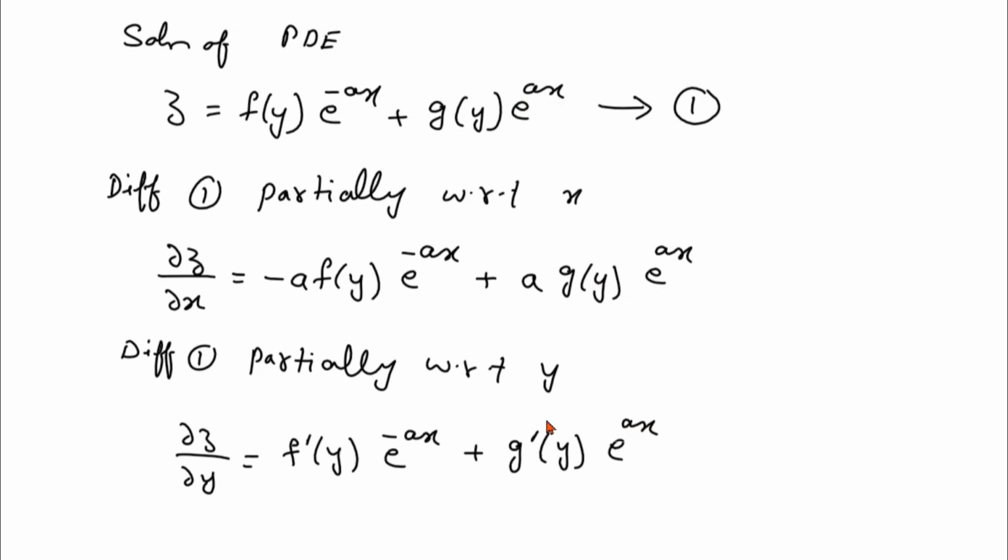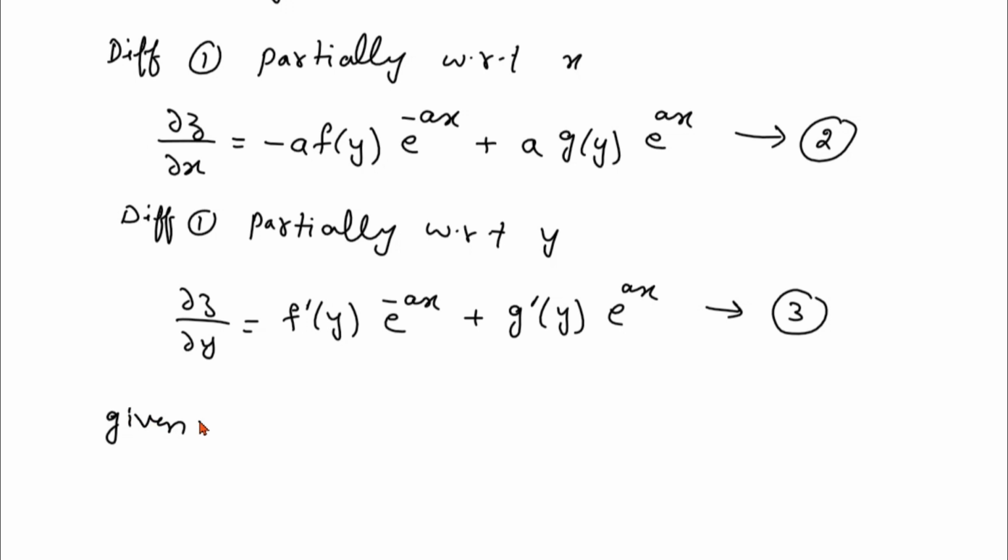So these are the two equations we have. Now I can use the conditions. Let me take this as equation number 2 and this as equation number 3. So we have these two equations, given the first condition: x is 0 and ∂z/∂x is a sin y, a sine of y. ∂z/∂x is in equation number 2, so we'll go for equation 2.